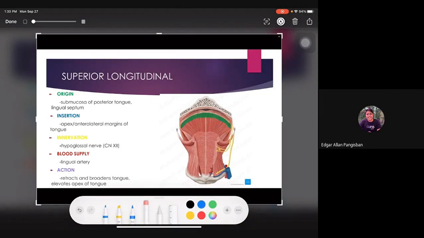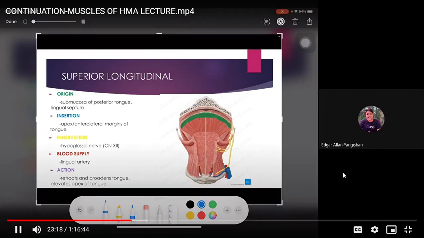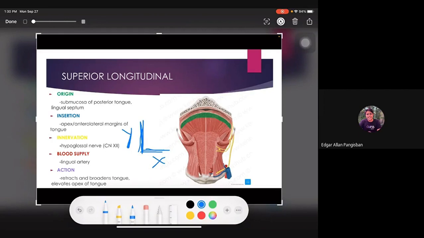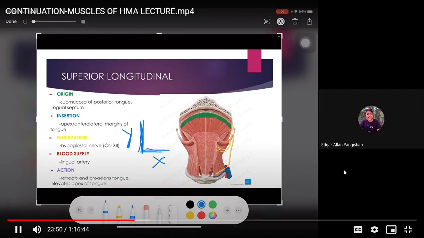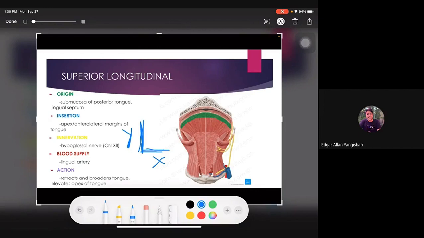Now, let's go first with the superior longitudinal. Naaalala niyo yung, what do we call this one? Yung high school na, when you're drawing a map, diba we have your latitude and your longitude. Yung latitude natin is the y-axis, and your longitude is the horizontal part, or yung x-axis niya. Kaya siya tinawag na longitudinal since the orientation of the fiber is horizontal. And it is located above. Kaya siya, it's superior longitudinal.